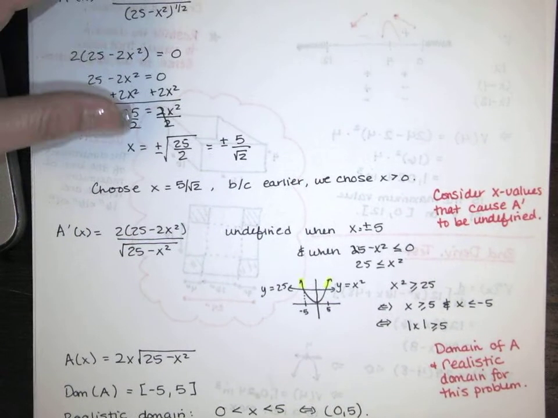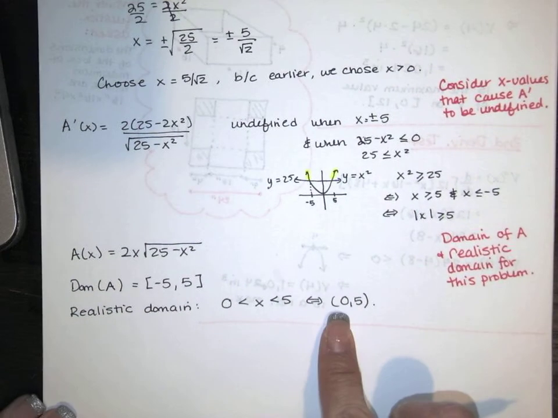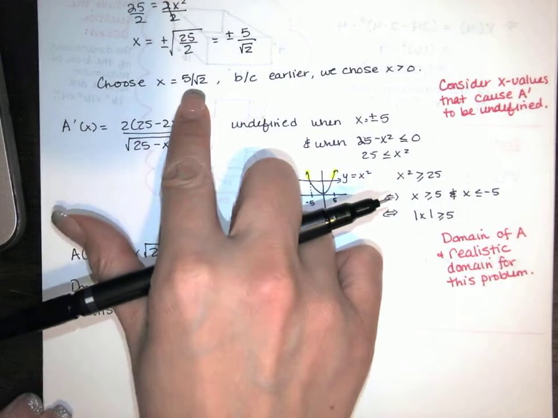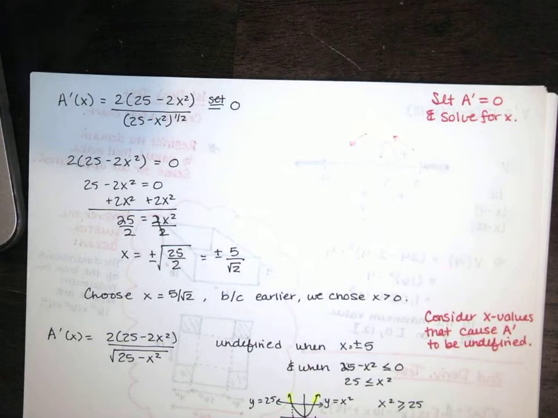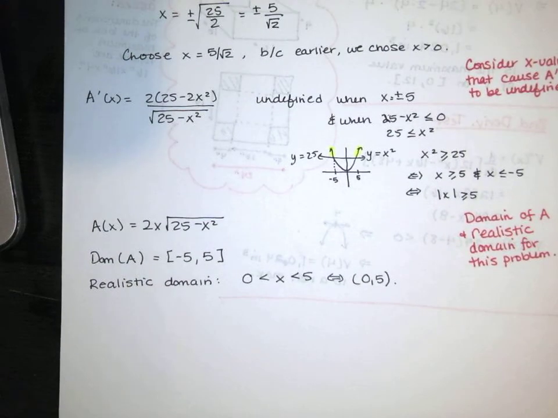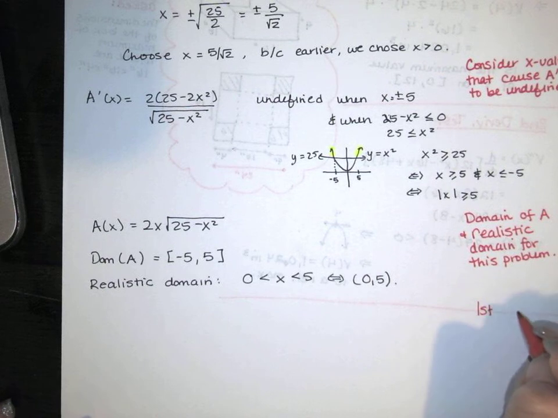Okay, so we found our realistic domain for this problem, and we had a critical point earlier. It was 5 over square root of 2. Now we want to determine if that critical point corresponds to a minimum or a maximum. I think this time, would I rather take the second derivative and substitute or make a sign chart for that first derivative? Now let's make a sign chart for the first derivative. Let's do first derivative test. Either test will work.